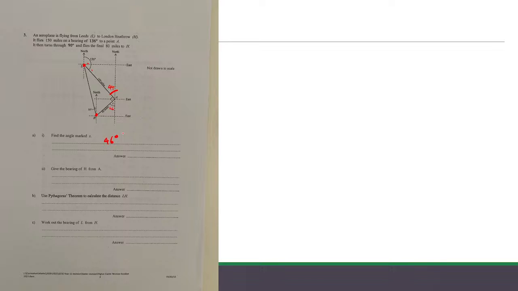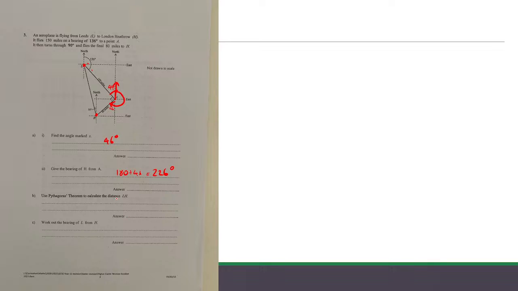Find the bearing of H from A. So H is here, A is here. So I want to find the angle from A, pointing that way to there. Well, we know that that bit there is 180 and this bit here is 46. So 180 add 46 is 226 degrees.